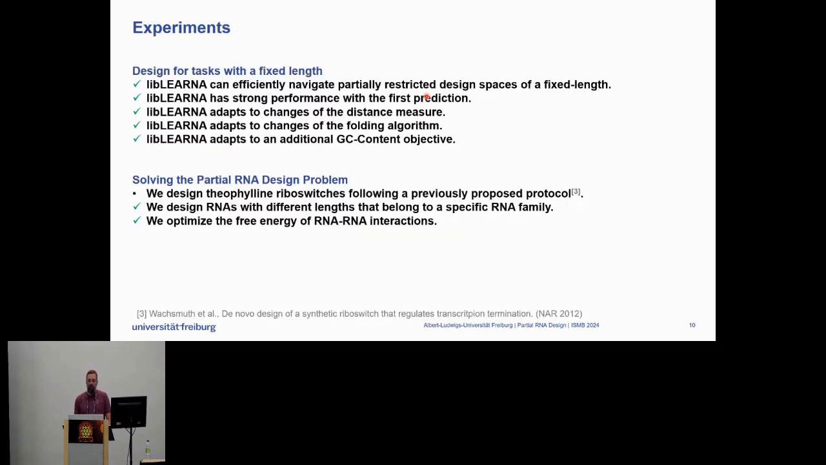And now coming to the experiments, we have a lot of experiments in our paper. At first, we show that actually our strategy works well. We show that we can navigate all these large spaces that are partially restricted, but of a fixed length. And we also show that the learner can adapt to different changes of the objective by just changing the reward. Finally, we show some tasks where we try to solve this partial RNA design problem.